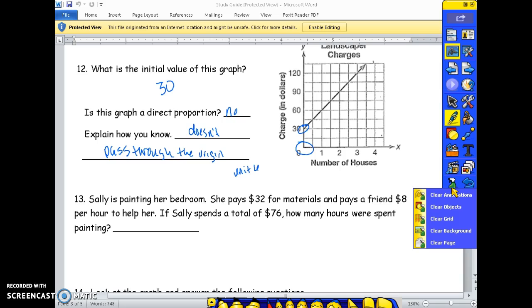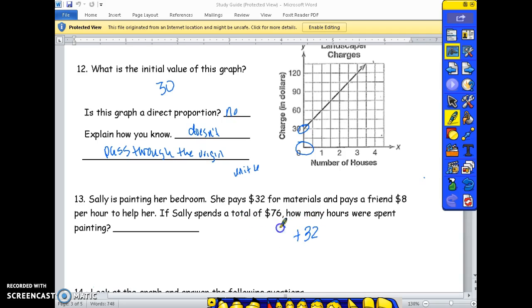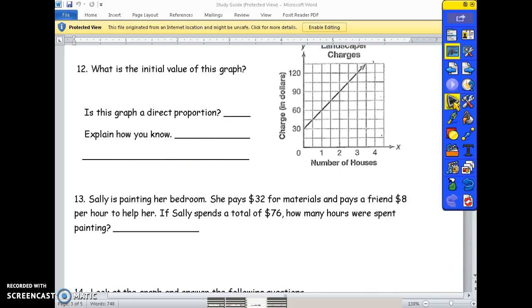All right, Sally is painting her bedroom. She pays $32 for materials. So before she does anything else, she's paying $32. She pays a friend $8 per hour and spends a total of $76. We subtract 32 from both sides and get 44 equals 8x. When I divide by 8 on both sides, I see that her friend works 5.5 hours. All right, number 14.